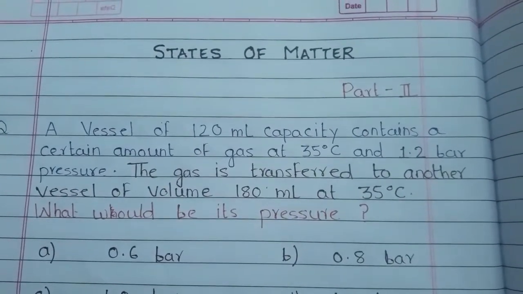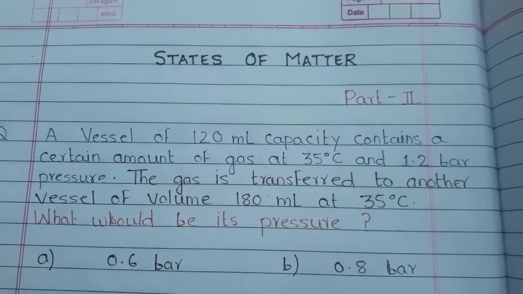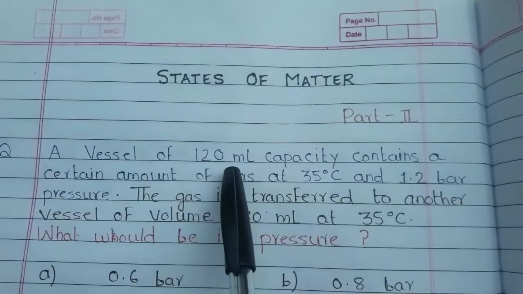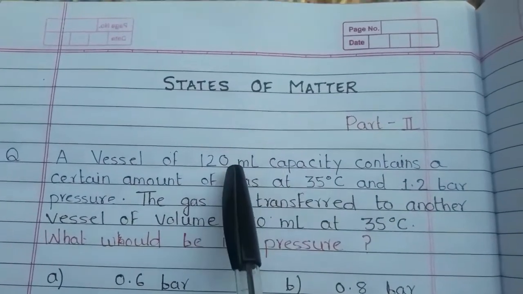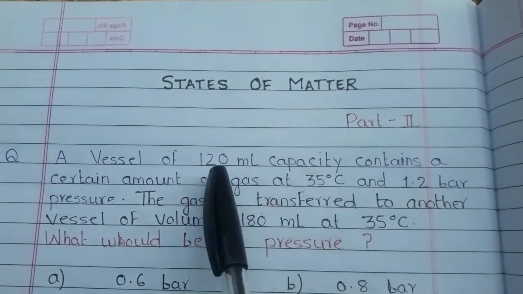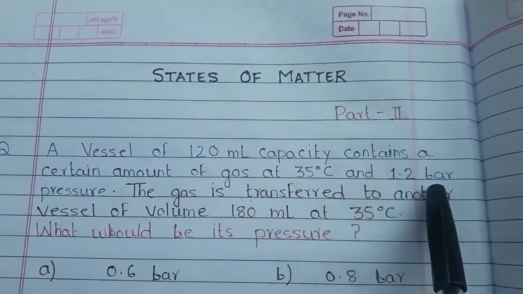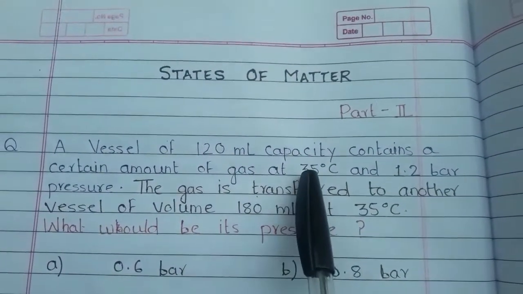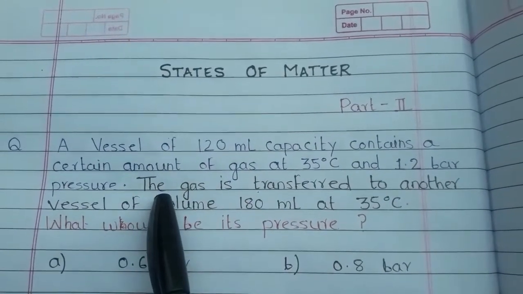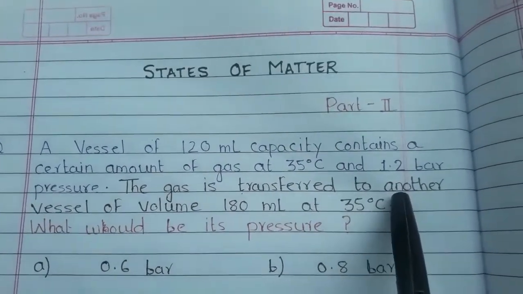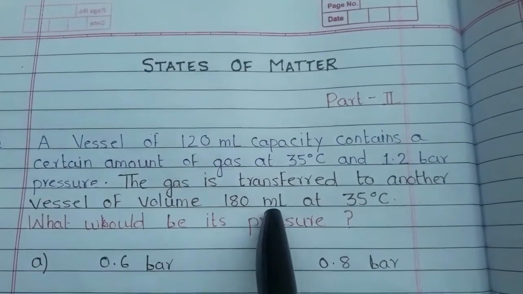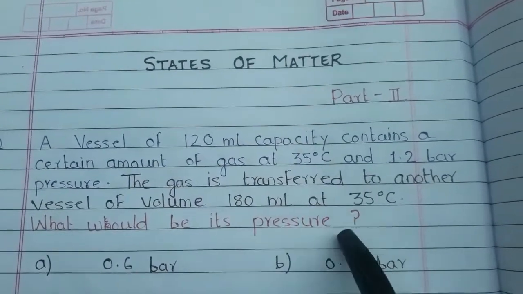So friends, question here is, we have given some volume of gas which is already filled in 120 ml volume capacity of vessel. In this situation the pressure of gas is 1.2 bar, and at this moment temperature is 35 degrees Celsius. And another condition is, when we transfer this amount of gas into another vessel which has a volume of 180 ml at the same temperature, what would be its pressure?